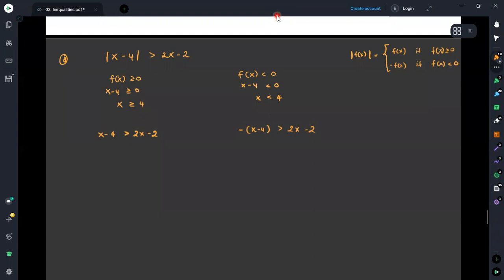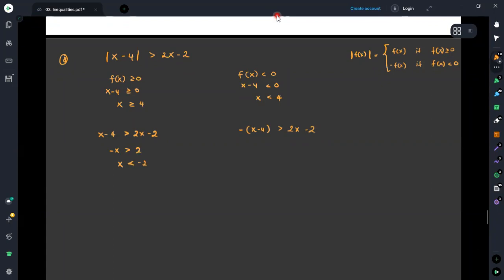Here we will take all the x terms to the left side. Here it is x minus 2x. We will get minus x greater than, minus 4 becomes plus 4, then we'll get plus 2. Therefore, we'll get x less than minus 2.